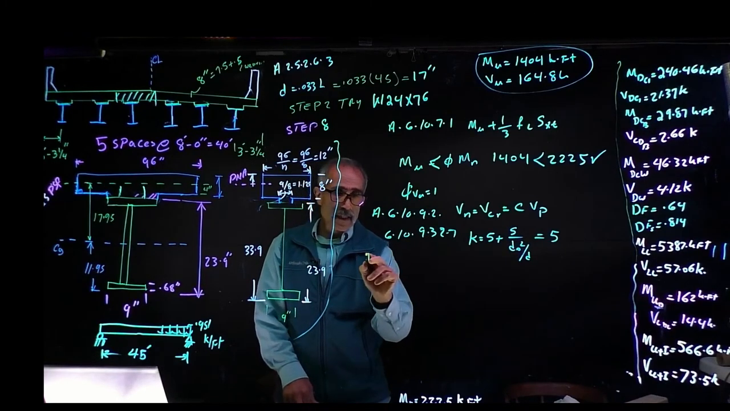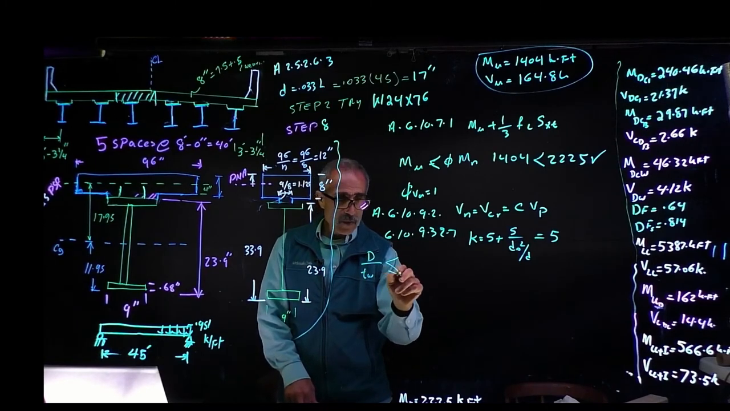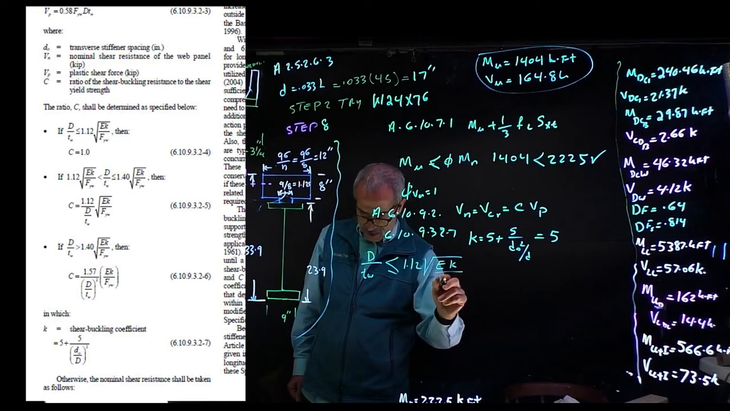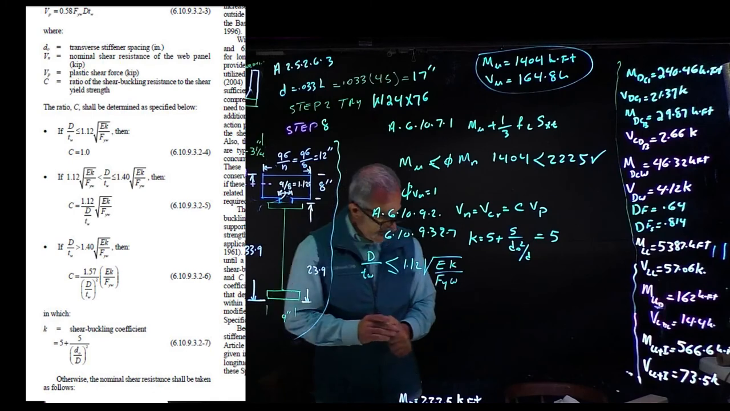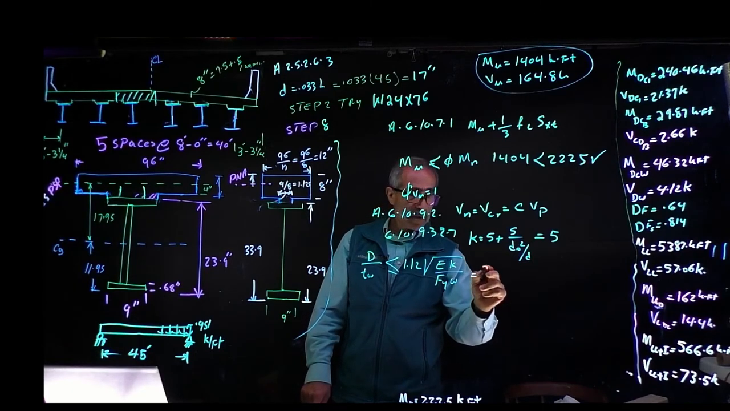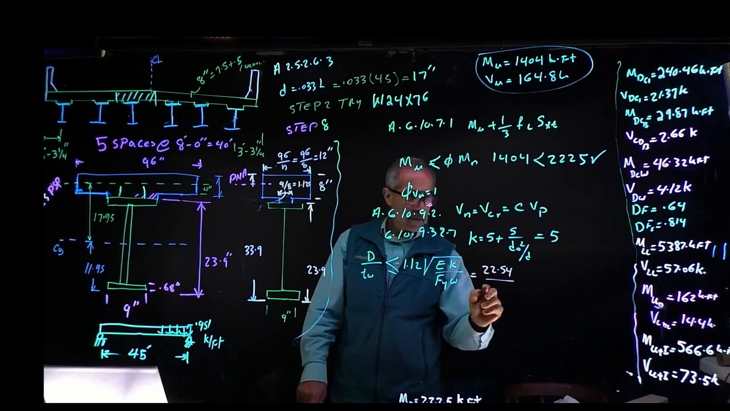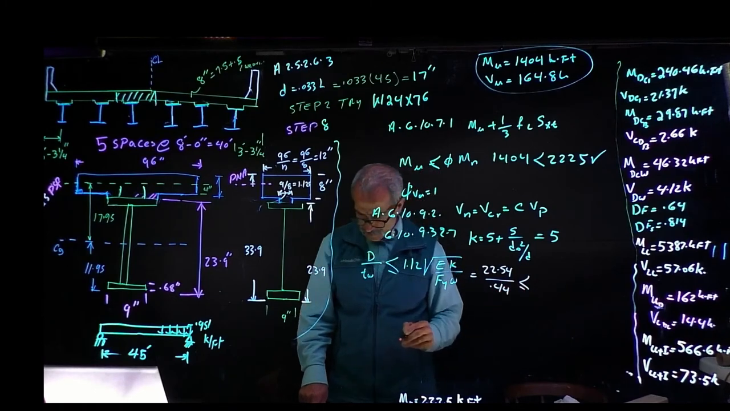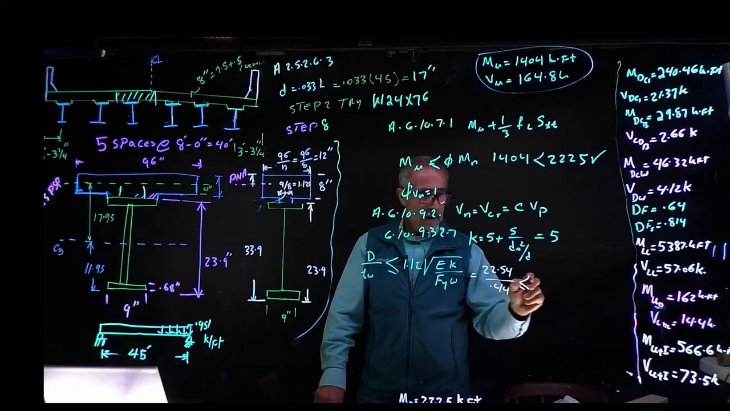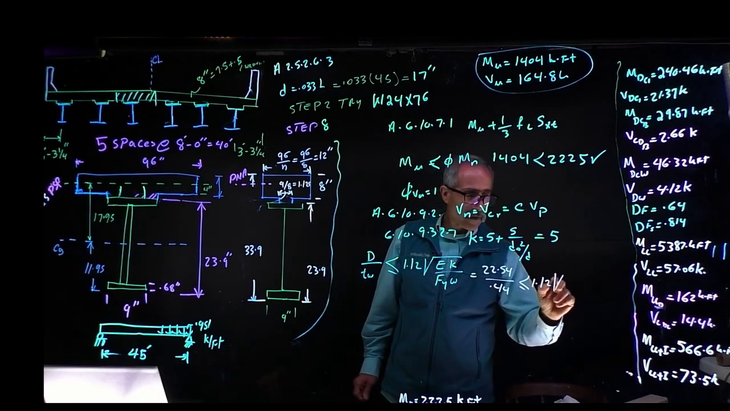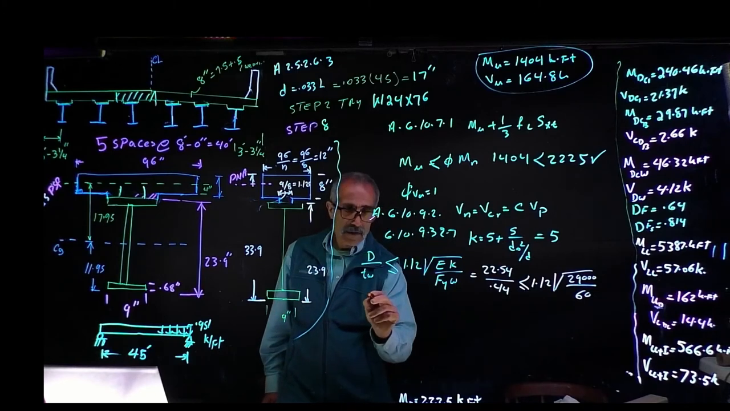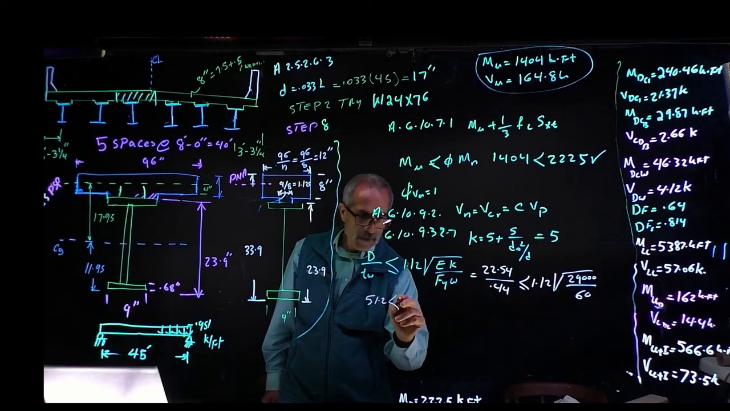And then we're going to go to AASHTO 6.10.9.3.2, and you're going to say D divided by Tw has to be less than or equal to 1.12 square root of Ek divided by Fyw. And that comes out to 22.54 divided by 0.44, and that should be less than or equal to 1.12 square root of 29,000 KSI times 5 divided by 60. So we're going to end up with 51.2 less than 55.1.